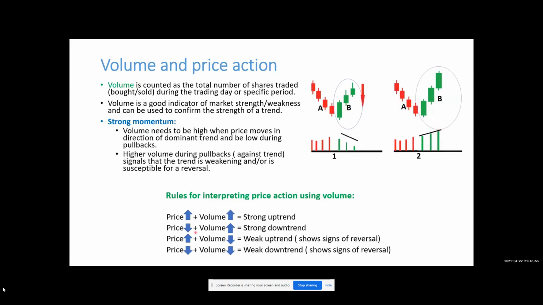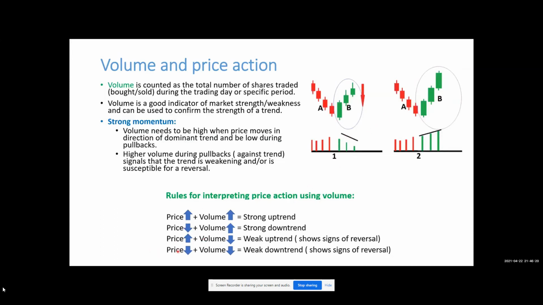But if price is falling and volume is up, that is a strong downtrend. Price is falling, volume is up, strong downtrend, right? It's backed by a lot of sellers, the trend is valid. But if we see price moving up, but volume down, that is a weak uptrend. It shows signs of weakness and signs of reversal. See stock moving up, volume is dying out, it's going to fall no matter what, right?